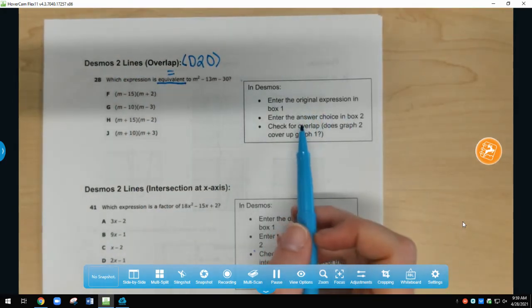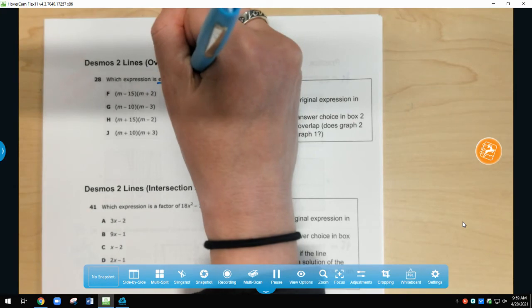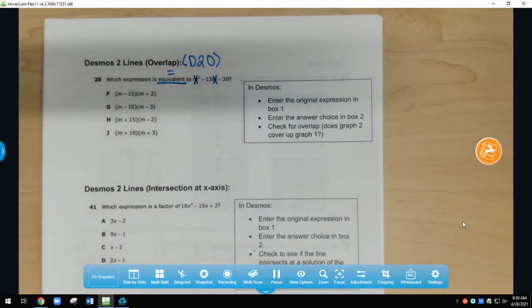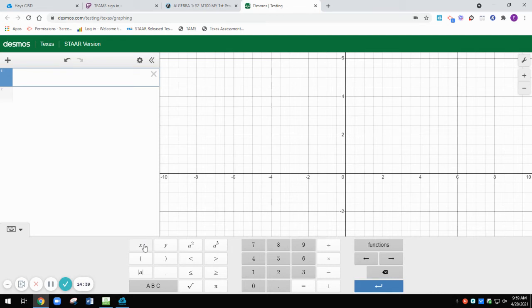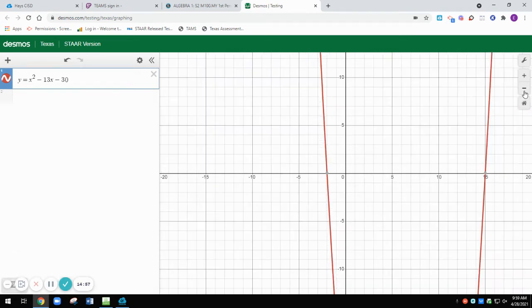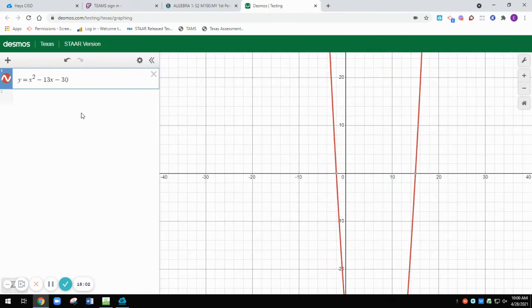So in Desmos, we're going to enter the original expression into box 1. Okay, and I'm going to go ahead and use X's instead of M's. So we're going to go to Desmos in box 1, and we're going to go ahead and enter that. I'm going to put y equals x squared minus 13x minus 30. Okay, I'm going to zoom out. Just press it once until you can see most of your graph. So we're just going to go until we can see these solutions.